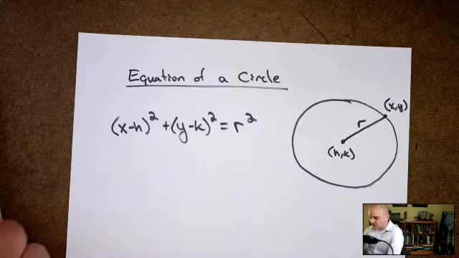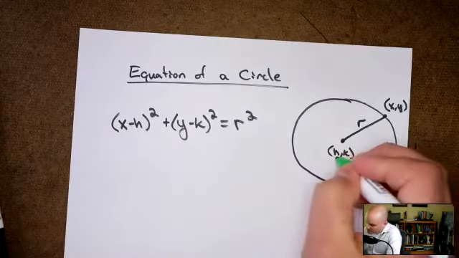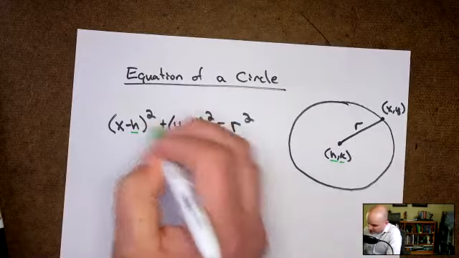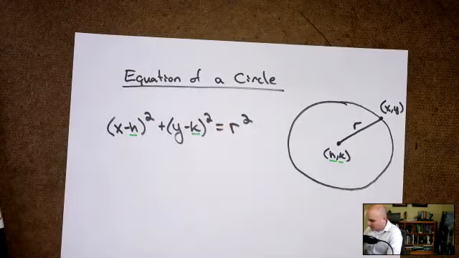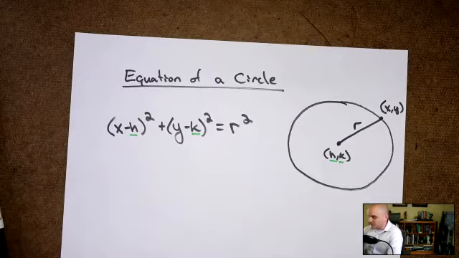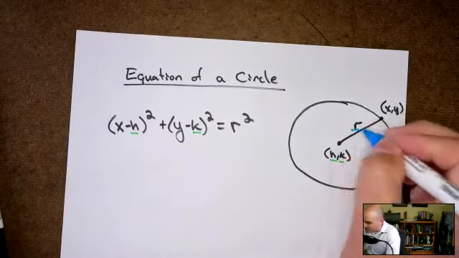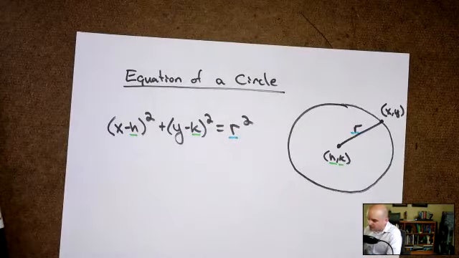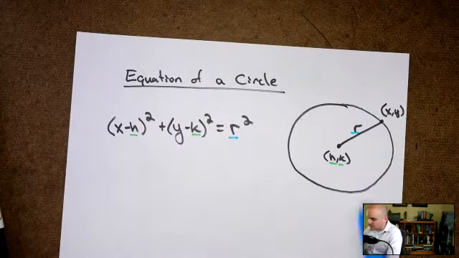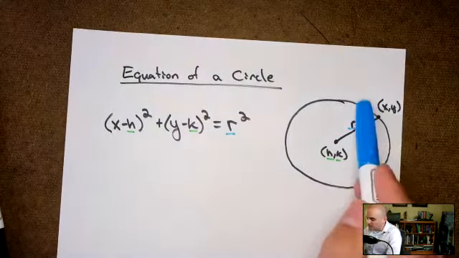So notice on this, h, k has a special spot on the circle. It's the center, and it's listed right here and here. Just like that, r is a special location, the radius of the circle, and it's listed right here in the equation. And then lastly, the x and y stand for any point that's on the circle.